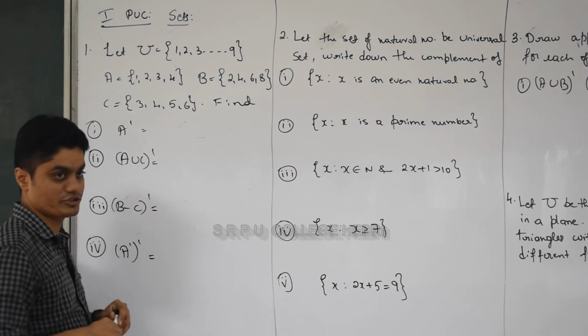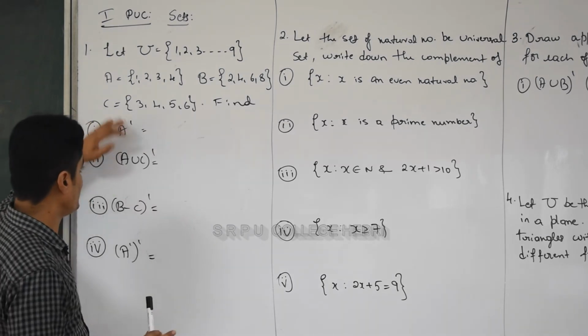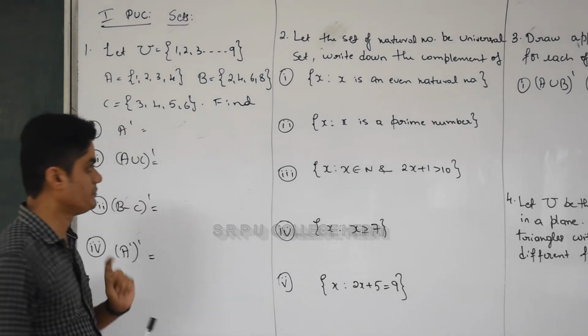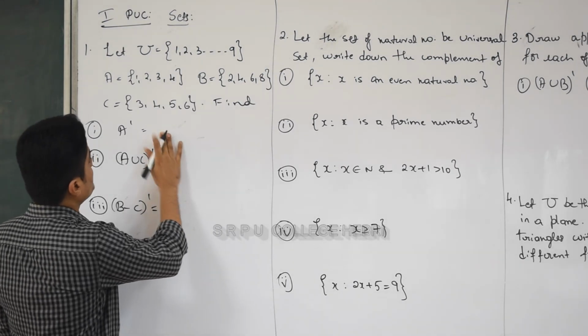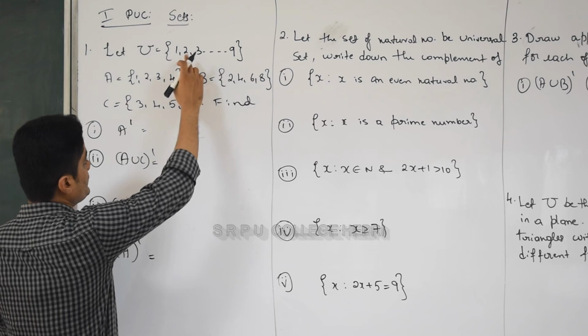There are 4 questions. Simple. As I told, the problems from set theory are very simple. Individually these problems will be for 1 mark, remember that. So the first one is A complement, which means removing A from U.